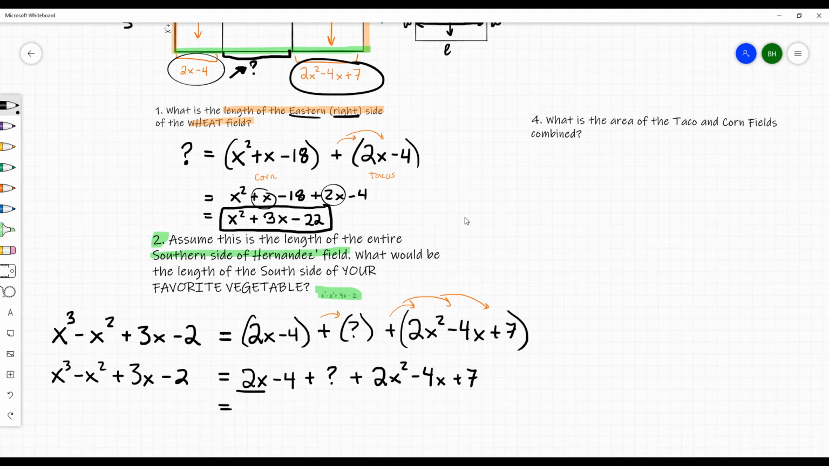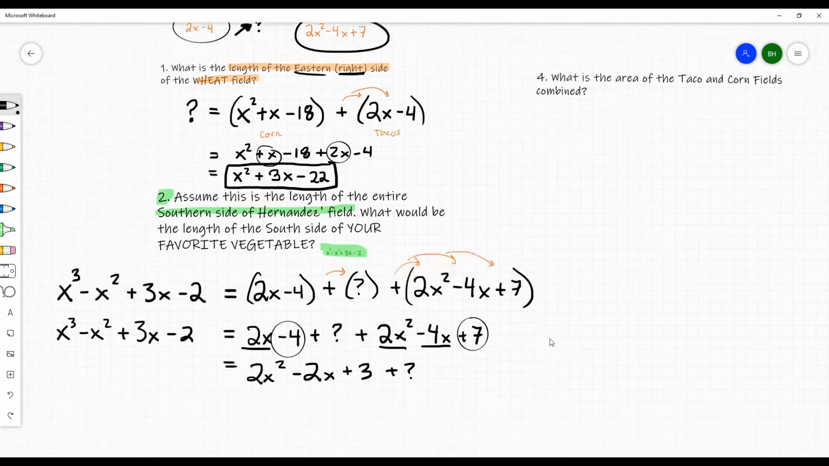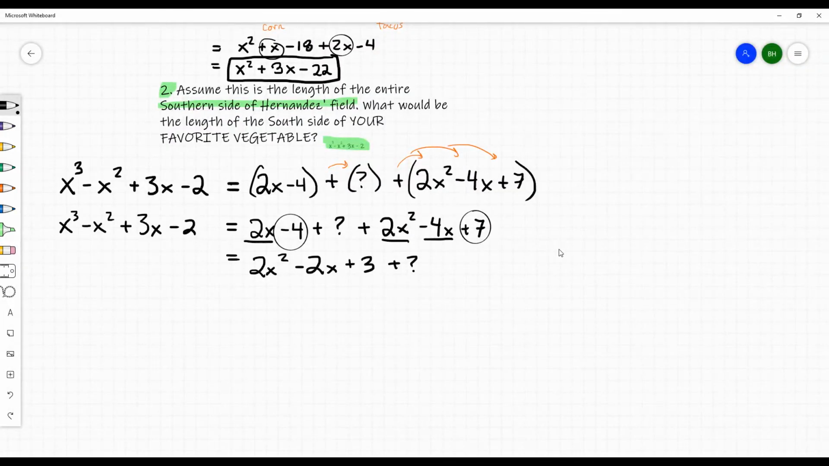We got a 2x here minus 4x there plus a 2x squared. So I'm going to start with the 2x squared. We got minus 2x here with the positive 2x and the minus 4x. And then we have a negative 4 and a positive 7, which is plus 3 plus a question mark. Okay. Now gets to the fun part where we now need to use our subtraction skills.